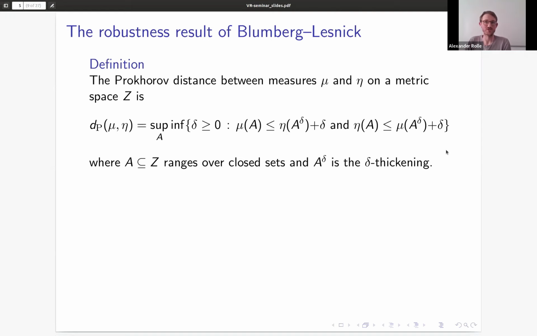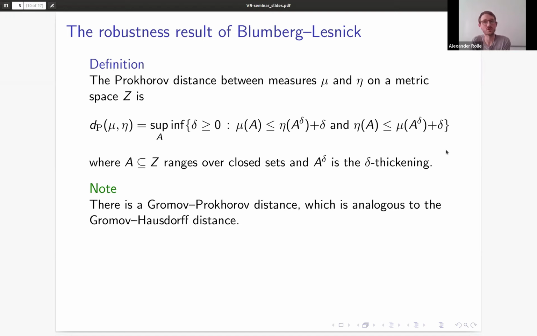So this is the Prokhorov distance between measures. This is a standard way to measure the distance between measures on a common metric space. And I'll note that there is a Gromov-Prokhorov distance, which is analogous to the Gromov-Hausdorff distance. This gives us a way to compare two measures on two different metric spaces. As with the Gromov-Hausdorff distance, we consider all pairs of isometric embeddings into some common metric space. Then we use those isometric embeddings, push forward the measures that we had, and compare these pushforward measures using the Prokhorov distance. The definition isn't so important for what I'm going to say, but it gives us a way to compare measures on different metric spaces.